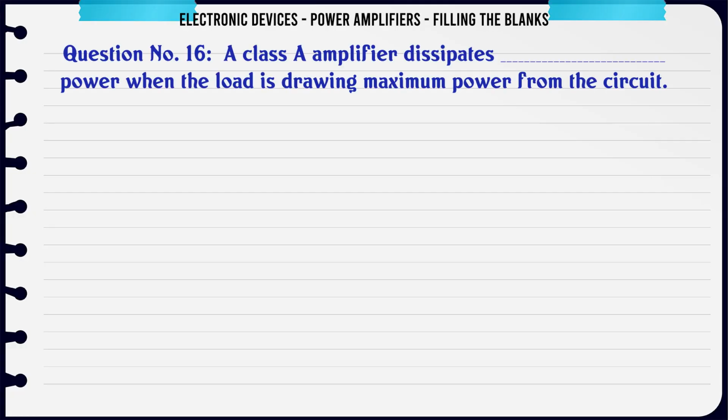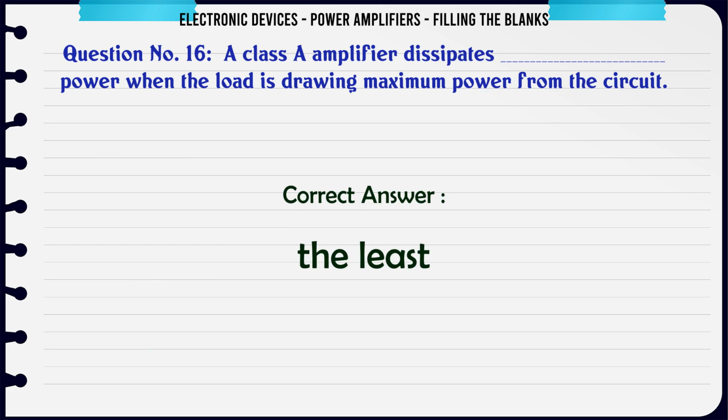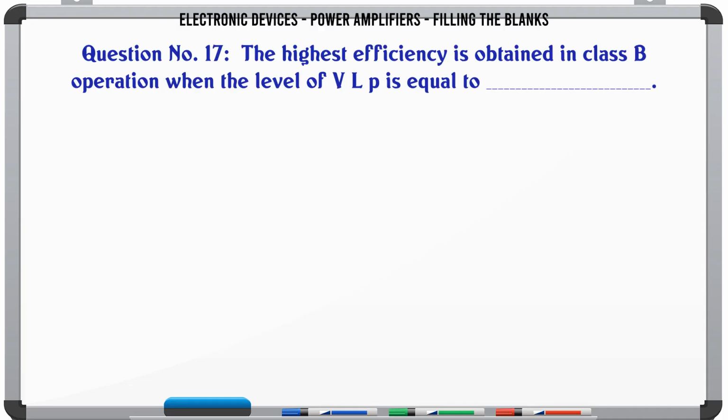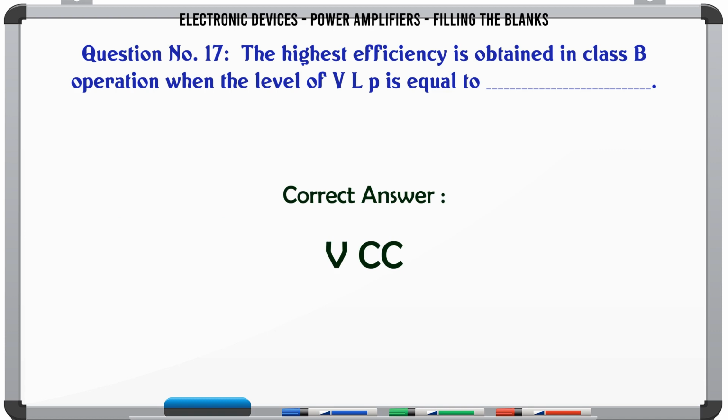A Class A amplifier dissipates power when the load is drawing maximum power from the circuit: A: the least, B: about the same, C: the most, D: none of the above. The correct answer is the least. The highest efficiency is obtained in Class B operation when the level of VLP is equal to: A: 0.25 VCC, B: 0.50 VCC, C: VCC, D: 2 VCC. The correct answer is VCC.